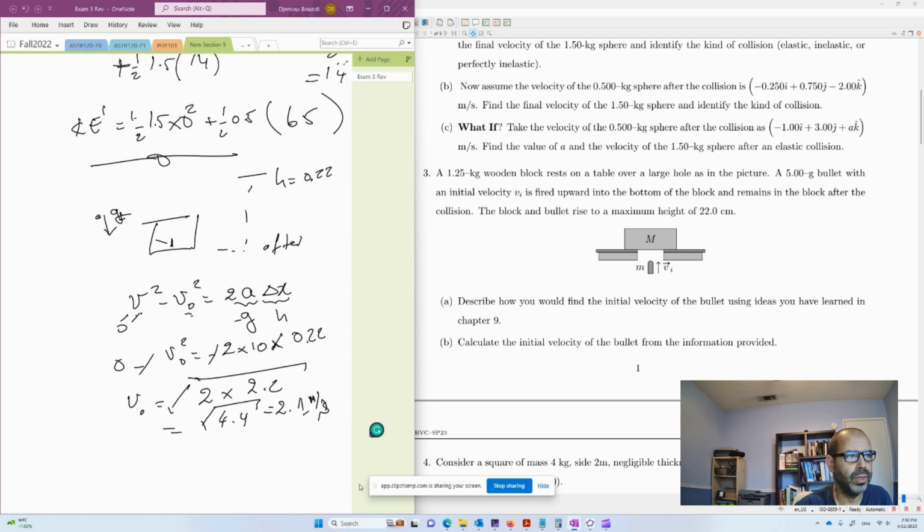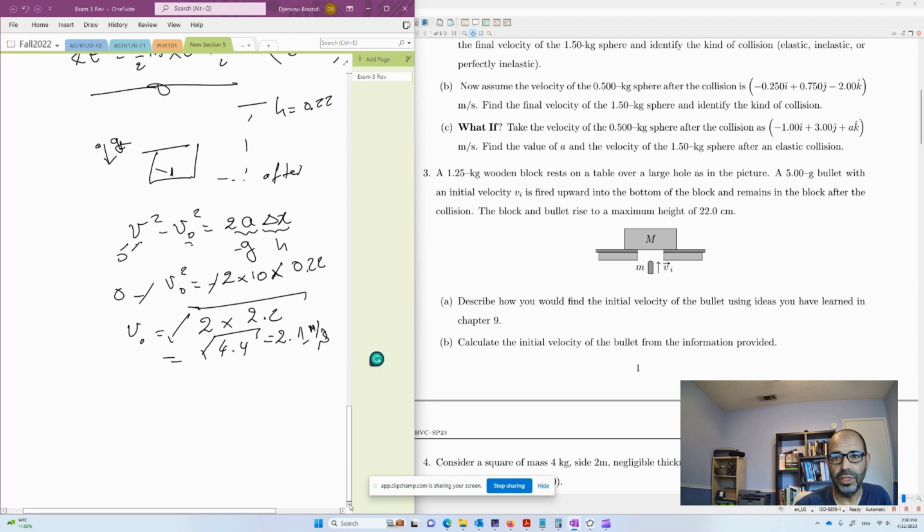Namely the bullet and the block. Before the collision, the momentum was the mass of the bullet times its initial velocity, plus the mass of the block times its initial velocity, which was at rest, so it has zero velocity. This must be equal to m plus M, as they are embedded in it, times the velocity v naught that we just computed.